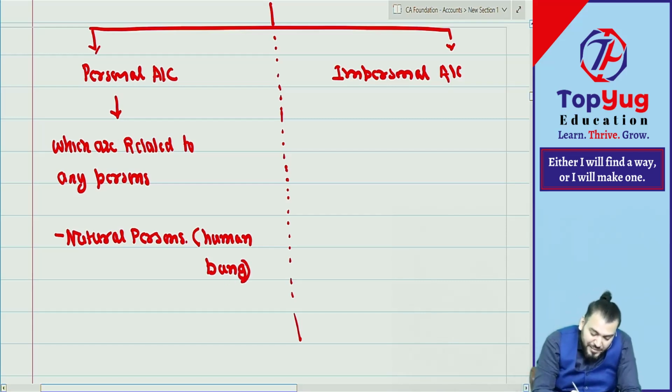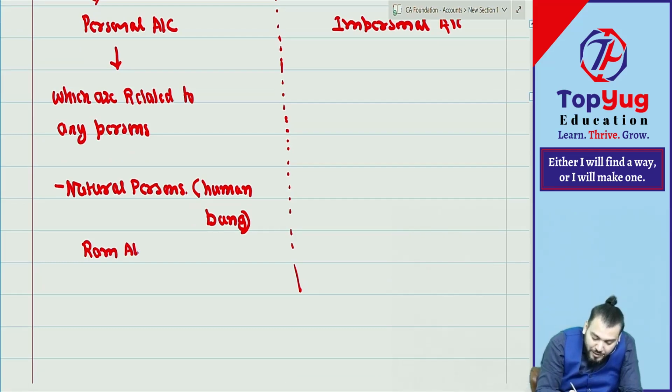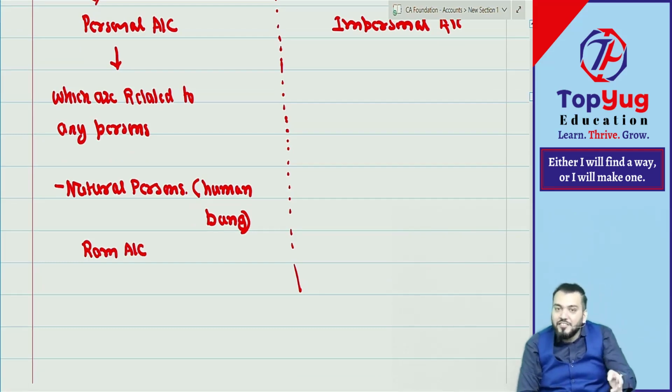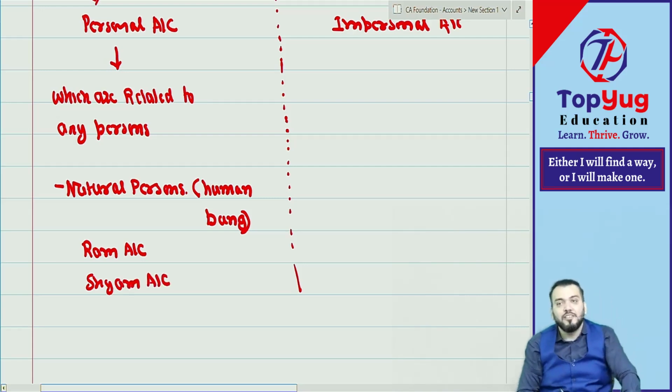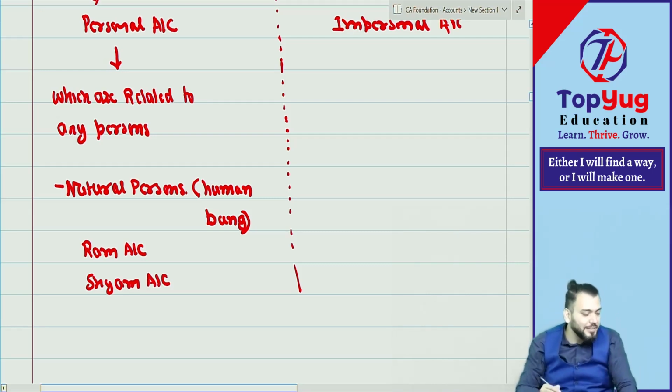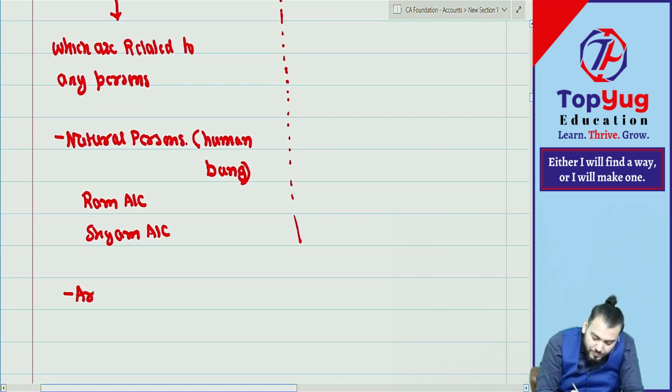For example, if I say Ram account, so Ram account becomes a natural person and a personal account also. Correct. If I say Shyam account, he is also a natural person, a personal account. Correct. Second is what is known as artificial person.